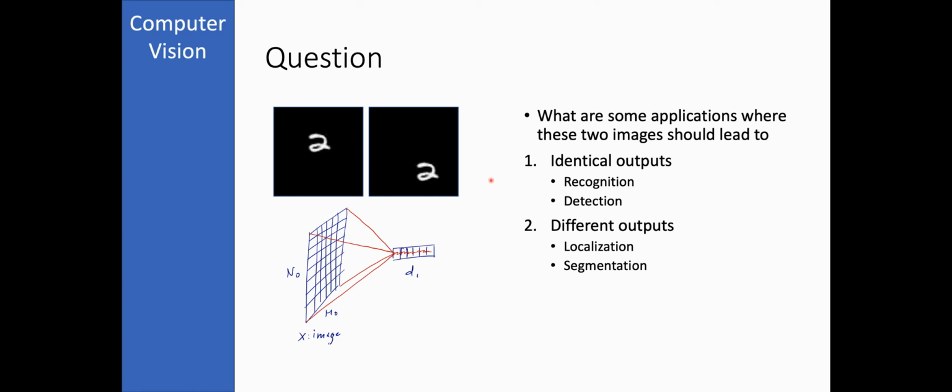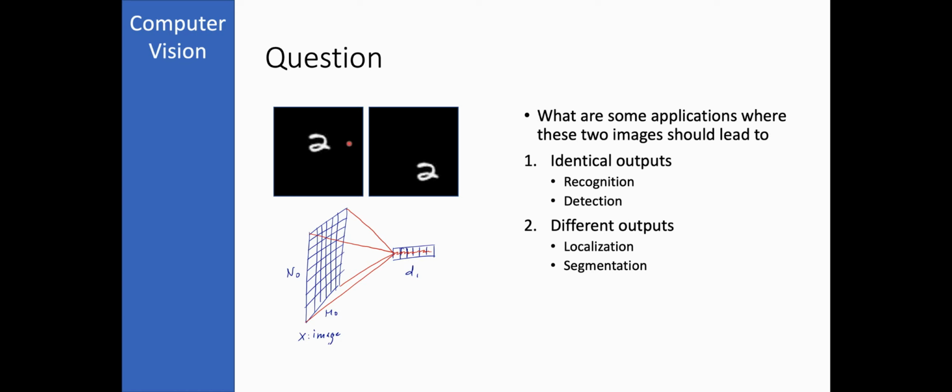But I can also talk about different outputs, for example, the localization and the segmentation. In that case, the results will be different. So I actually need architectures that can deal with both of these cases. And with fully connected layers, it will be very difficult to deal with the identical outputs. And it will be even more difficult to deal with the different outputs, because even though there is a difference here, the output is somehow related to the translation of the input.